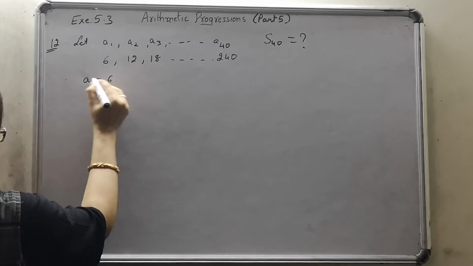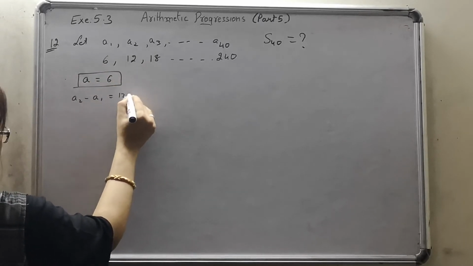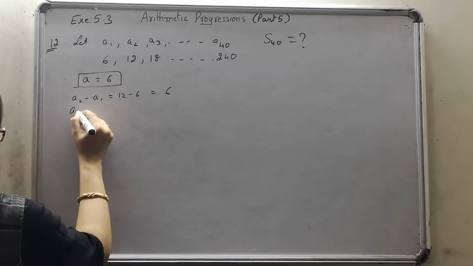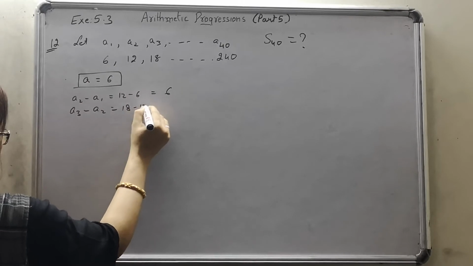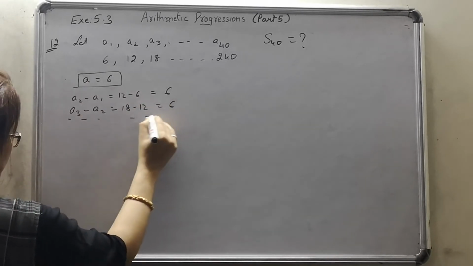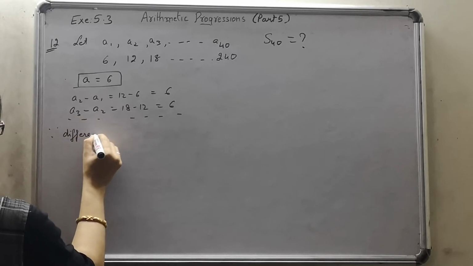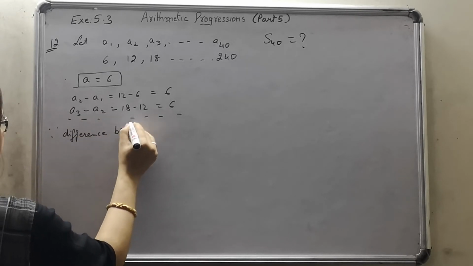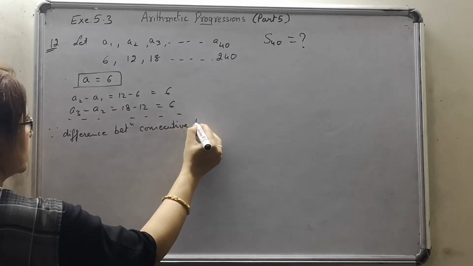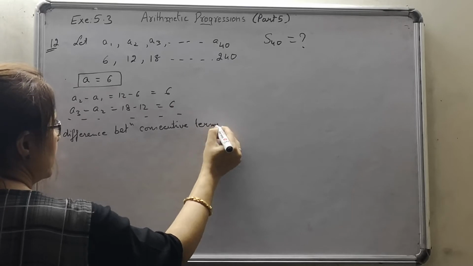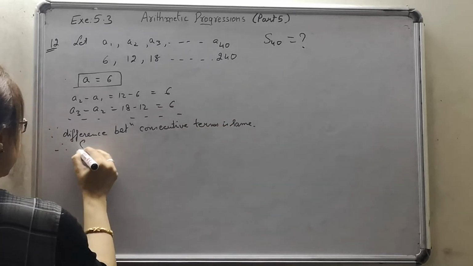A is 6. A2 minus A1 is 12 minus 6, that is 6. A3 minus A2 is 18 minus 12, that is again 6, and so on. Since the difference between the consecutive terms is the same, therefore the sequence is an AP.